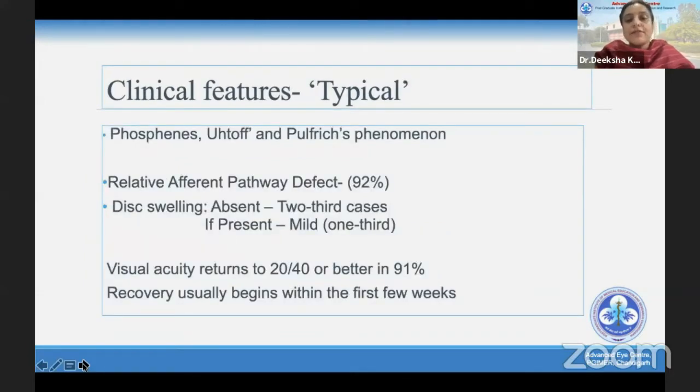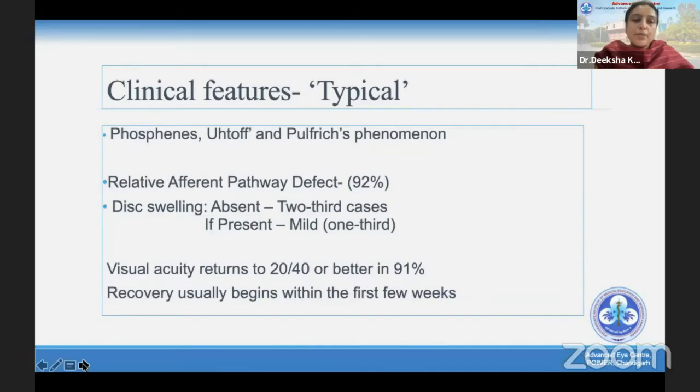Then there are certain features such as phosphenes, Uhthoff's, and Pulfrich phenomena which have been described. Phosphenes are perception of flashes. Uhthoff's is alteration in the vision based on increase or decrease of the body temperature. Pulfrich is an altered perception of the trajectory of an object in motion.